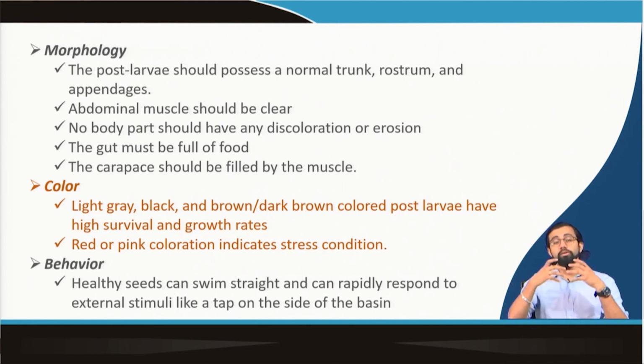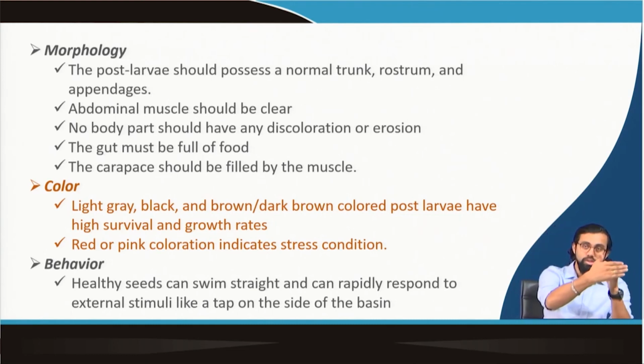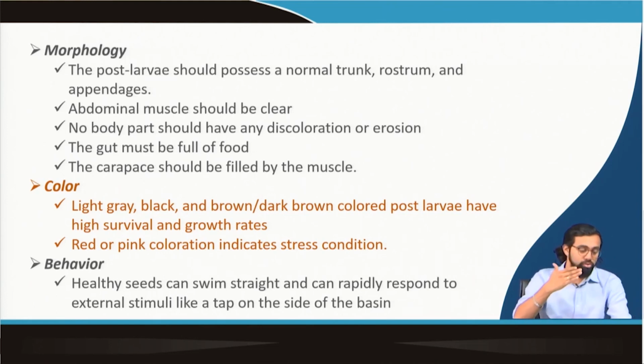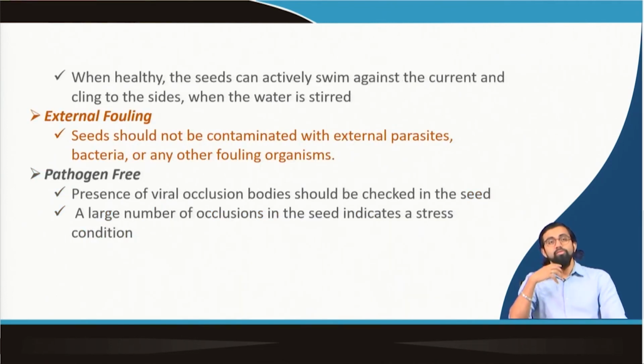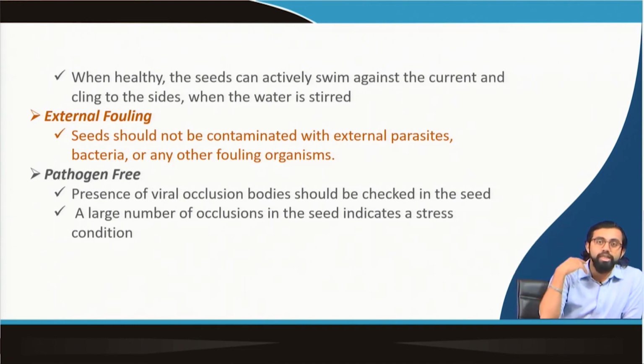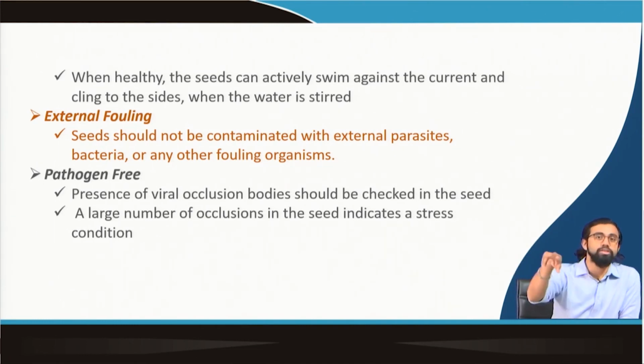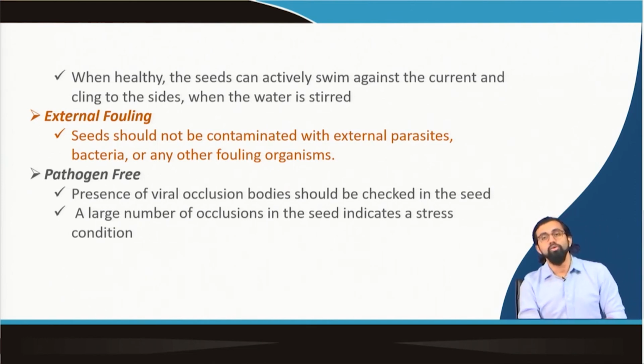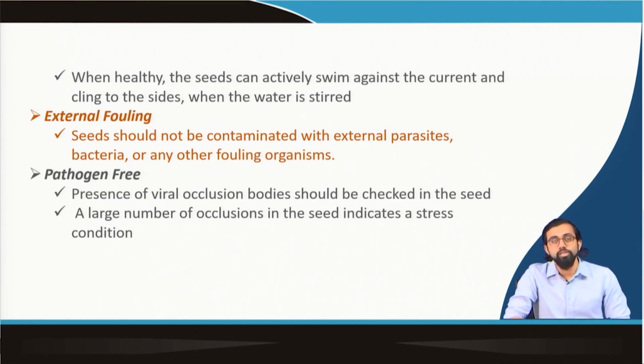When we talk about behavior, in general healthy seeds can swim straight and rapidly respond to external stimuli, like a tap on the side of the basin. If you disturb them, they will sense it and change their direction. When healthy, the seeds can actively swim against the current. If you make a whirling motion, stirring the water, they can swim against the current and cling to the side so as not to be blown away, whether it is done manually or in a natural situation.